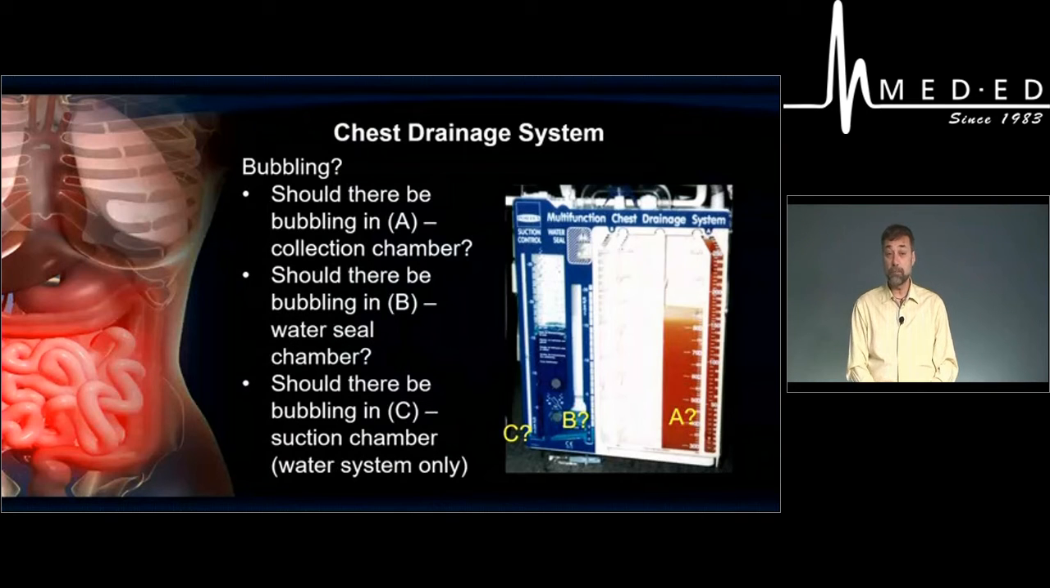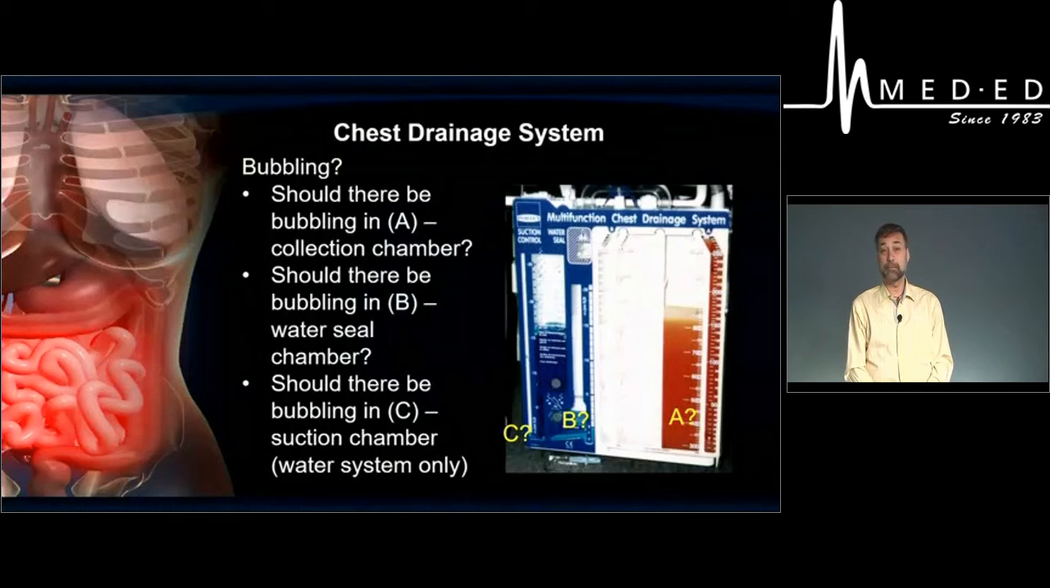Now, should there be any bubbling in the collection chamber, letter A? I hope you said no. Of course there's no bubbling there. That is just a collection chamber. So as the blood exits the chest, it's just simply going to rise in the collection chamber.